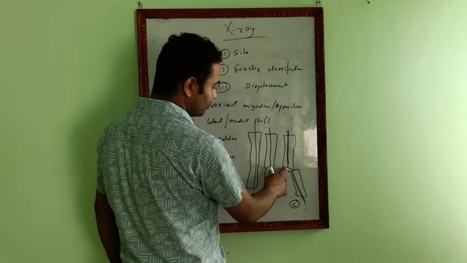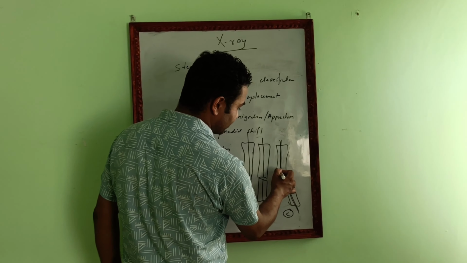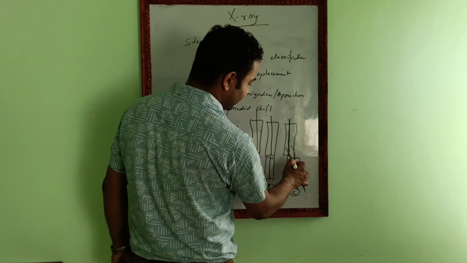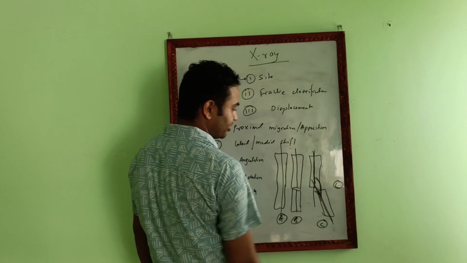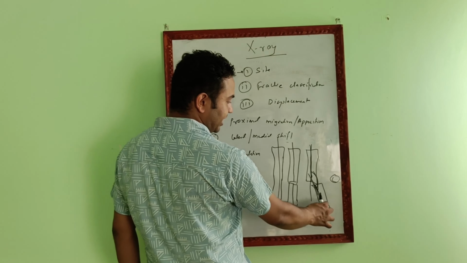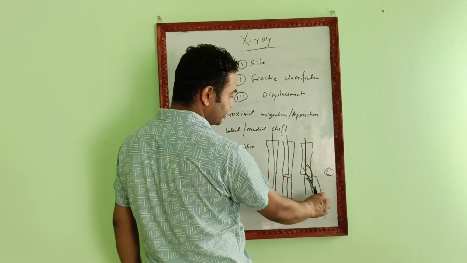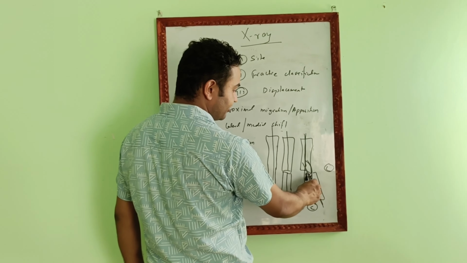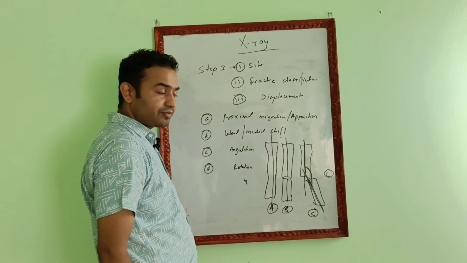When you extrapolate this line, you find some angle is formed here on the lateral side. So there is angulation on the lateral side. The fracture is angulated, proximally migrated, and there is even a shift on the lateral side. So angulation is also something we have to mention.